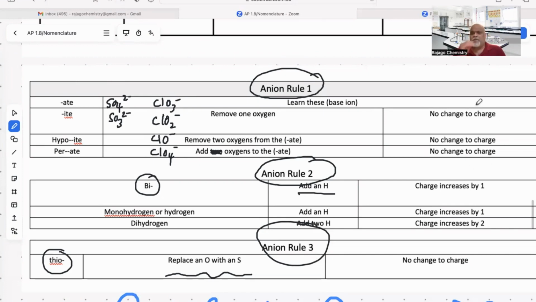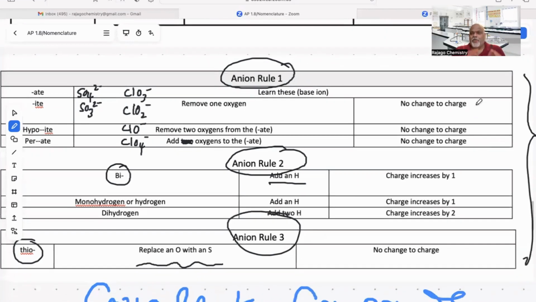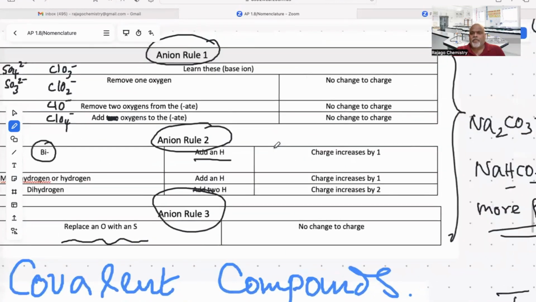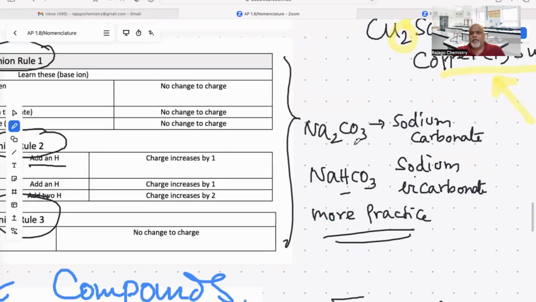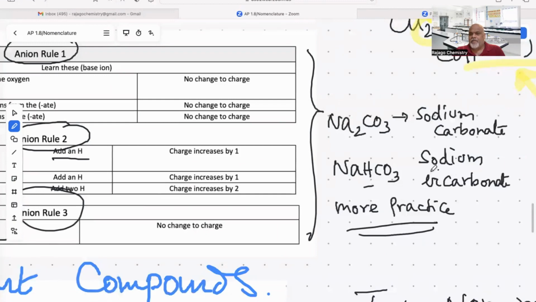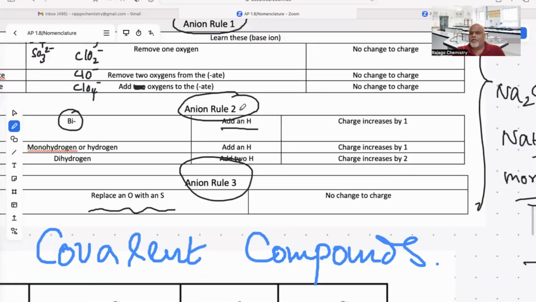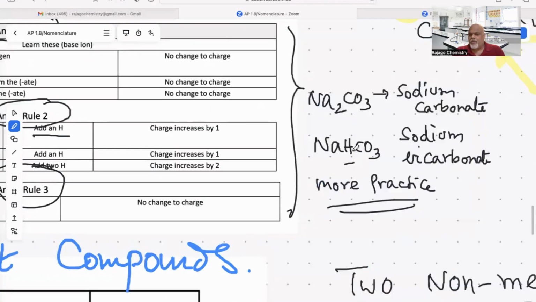Okay. So these are like the simple rules, but you have to remember the rules because it looks really complicated. Add one oxygen, remove one oxygen, and so on. Okay. So this is like a new language. Okay. So when you start doing it, it might look complicated, but once you practice with a couple of things, then it becomes very easy. And anion rule number 2, sodium carbonate is Na2CO3. If it is sodium bicarbonate, if it is a bi, then you add hydrogen. So that means you have to write NaHCO3.